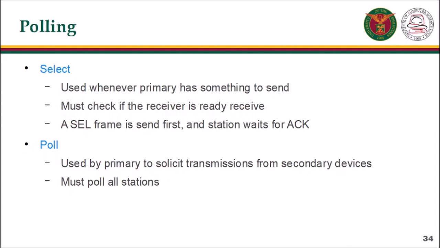The poll function is used by the primary device to solicit transmissions from the secondary devices. When the primary is ready to receive data, it must ask each device in turn if it has anything to send. When the first secondary is approached, it responds with either a NAK frame if it has nothing to send, or with data if it does. If the response is negative, then the primary polls the next secondary in the same manner until it finds one with data to send. If the response is positive, the primary reads the frames and returns an acknowledgement verifying its receipt.